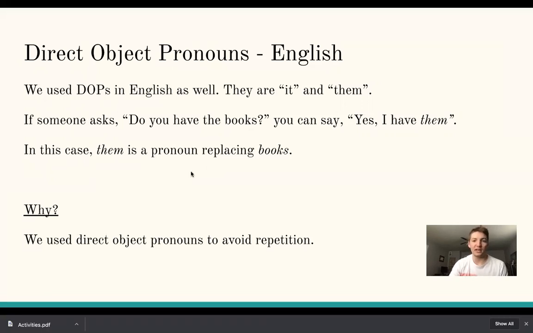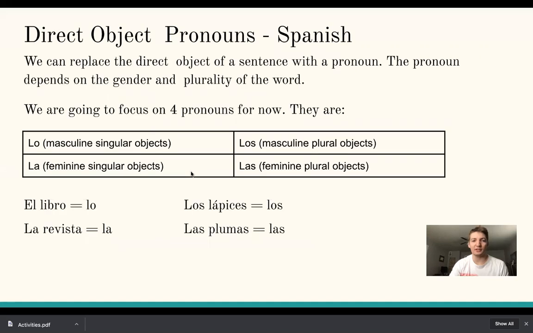Okay. Now let's take a look at what it looks like in Spanish. In Spanish, we use the direct object pronoun to replace the direct object of a sentence. However, the direct object pronoun that we choose is different depending on what the direct object is. Okay. So for today, we're only going to focus on 4 direct object pronouns. They are lo, la, los, and las. Lo replaces masculine singular objects. La replaces feminine singular objects, los masculine plural, and las feminine plural.